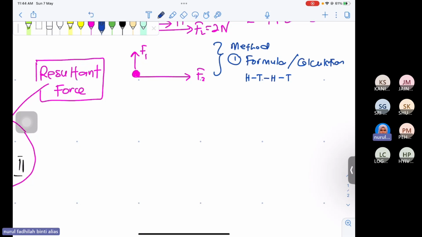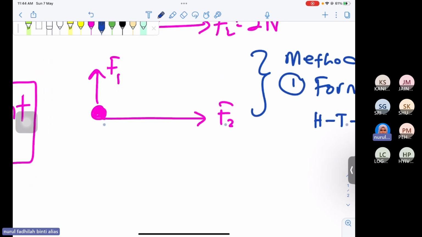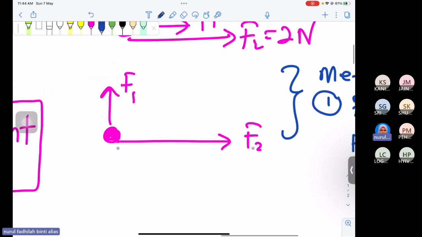Want to hear about the head and tail? So let's say this is force 1. This is its head, and this is its tail. Okay, and then look at force number 2, where is the head? This is the head, this is the tail. Now I'm asking you, you answer.